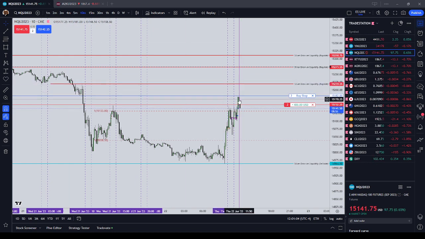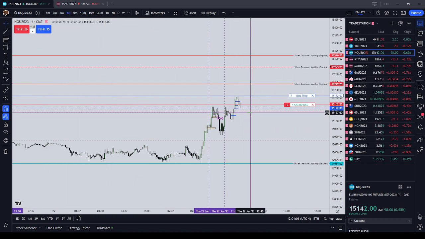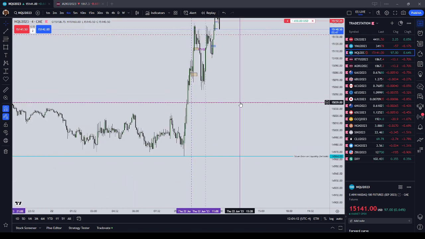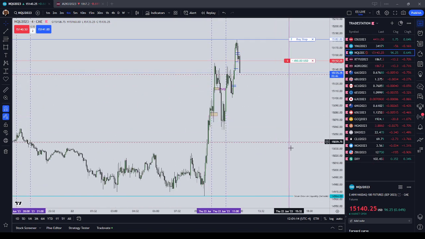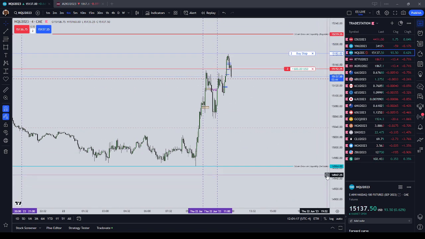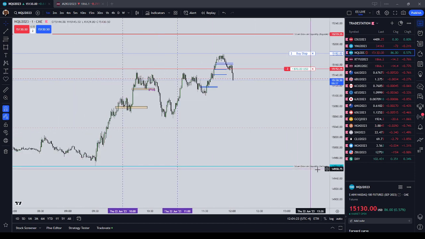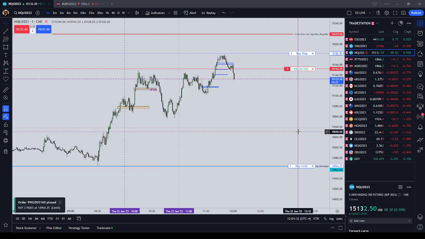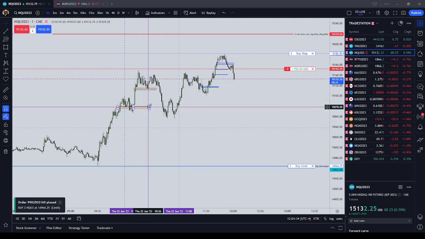So, it looks like this was the New York AM session high. That was the high. We're going lower, folks. We're coming way lower. We're drawing low. I missed it.